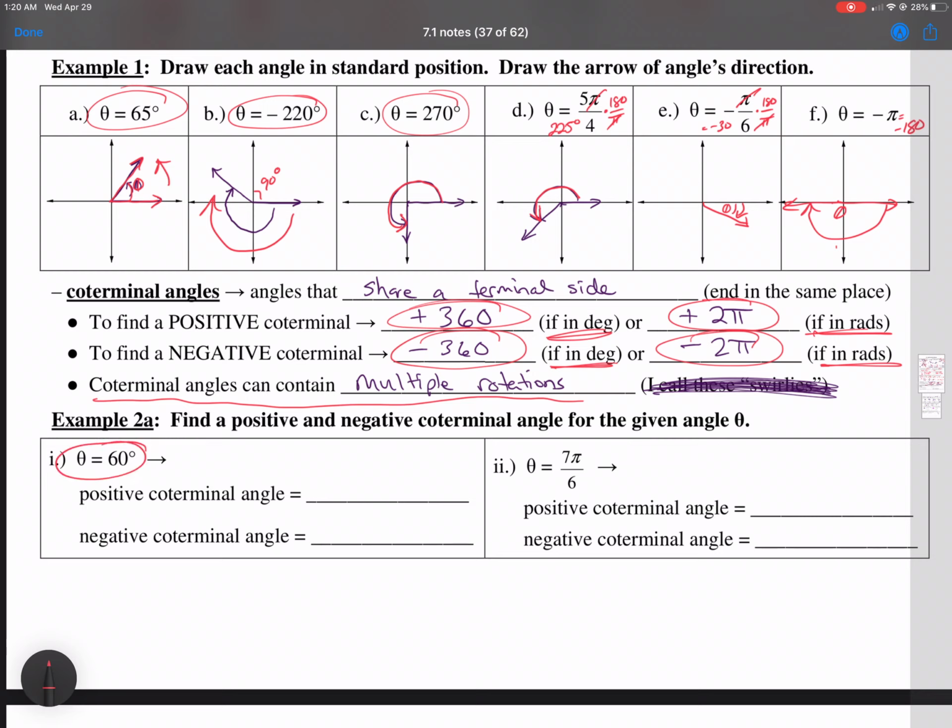So if we have theta equals 60 degrees, a positive coterminal angle would be 420 degrees. A negative one would be negative 300. We just add 360 or subtract 360. For 7 pi over 6, we're going to take 7 pi over 6, and we're going to add 2 pi. That's the same as 7 pi over 6 plus 12 pi over 6, which is 19 pi over 6. If we wanted a negative one, we'd subtract the 12 pi over 6, which gives us negative 5 pi over 6. Remember, you have to find a common denominator when you're dealing with fractions.